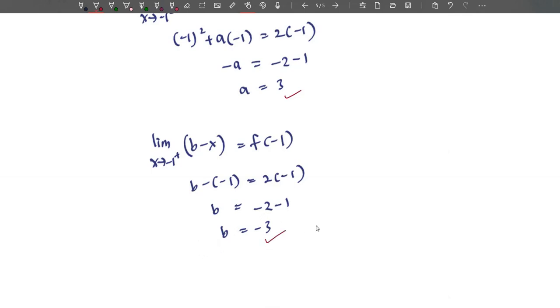Okay, that's it for continuity. I encourage everyone to do more exercises, and please follow the steps, write each condition clearly before you conclude.